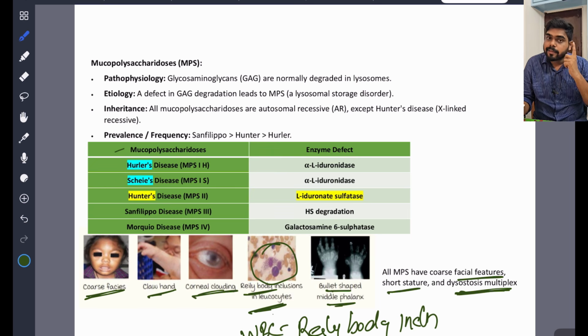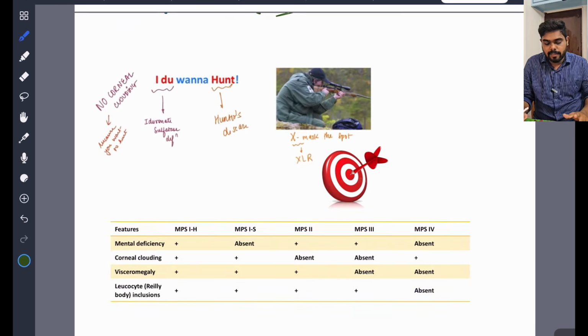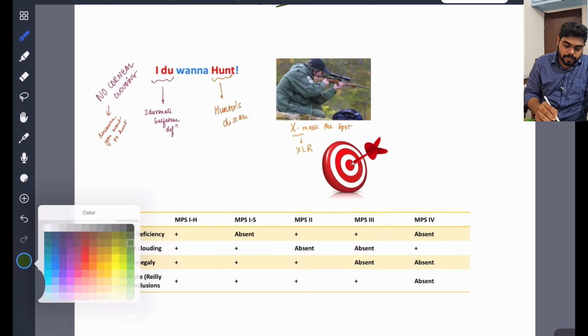I told that mental retardation is present in some, while corneal clouding is not there in some. We have to know that. So these key features will come, and we will see. Okay, so now we'll come and see here.